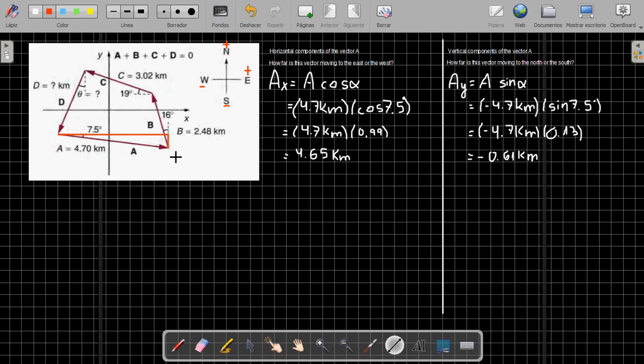Vamos a hacer lo mismo con el vector C. So, it's going to be very easy. You will see this time. Okay. We're going to calculate the horizontal components of vector C.